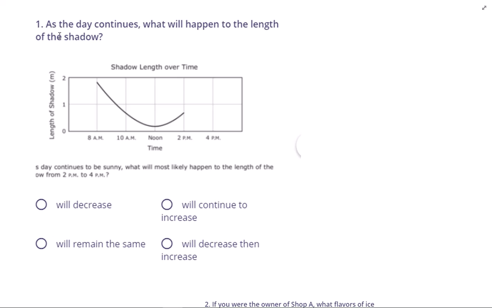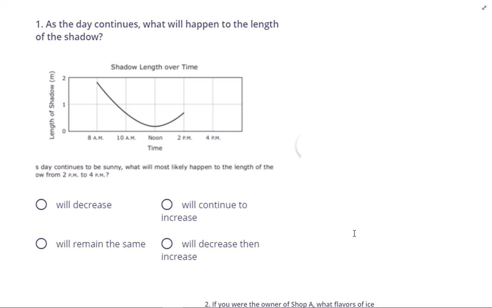So this is an experiment where you put a piece of wood, say a stick, in the ground, and as the day goes by you measure the length of the shadow. At 8 o'clock in the morning the shadow looks about 1.8 meters long, and as the day goes on it gets down to 1 meter, then about 3/4 of a meter, and then about 1/5 of a meter. So first of all, the shadow is getting shorter and shorter. At noon the shadow is the shortest, and then it starts to get longer again.